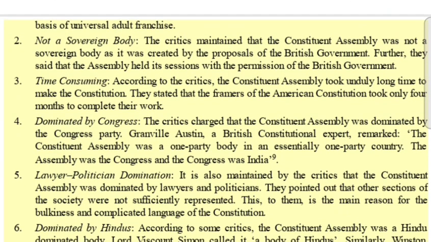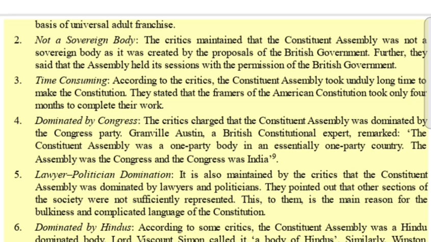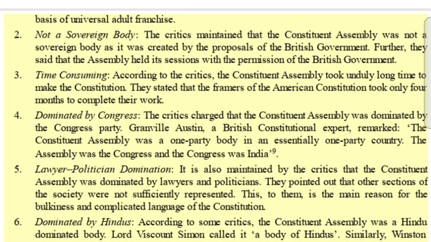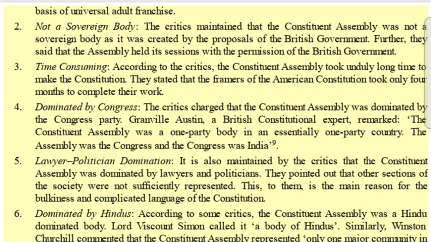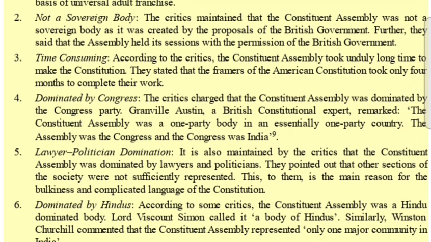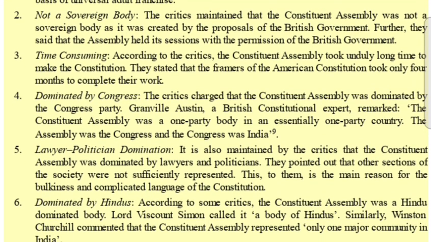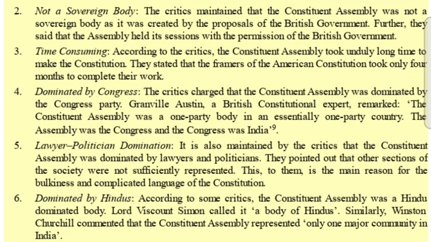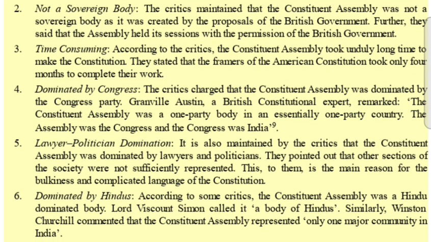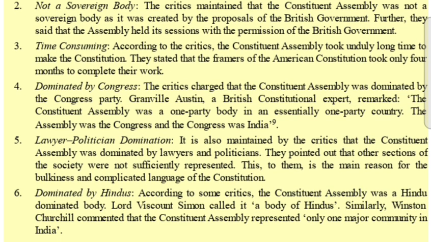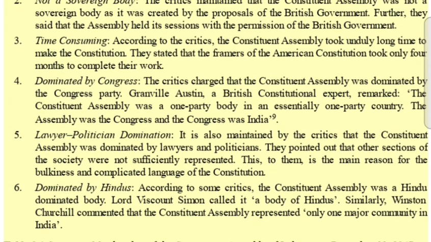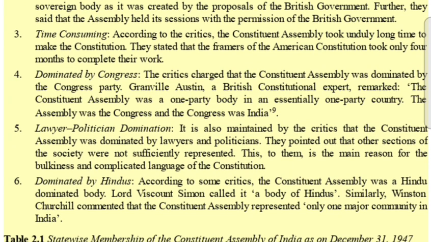The critics maintained that the Constituent Assembly was not a sovereign body as it was created by the proposals of the British government. Further, they said that the Assembly held its sessions with the permission of the British government. 3. Time-consuming. According to the critics, the Constituent Assembly took unduly long time to make the Constitution. They stated that the framers of the American Constitution took only 4 months to complete their work.